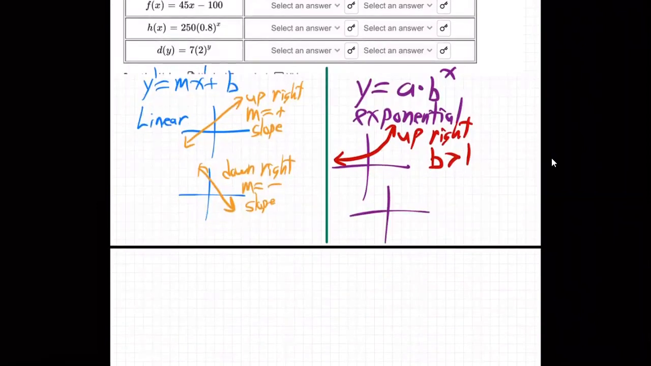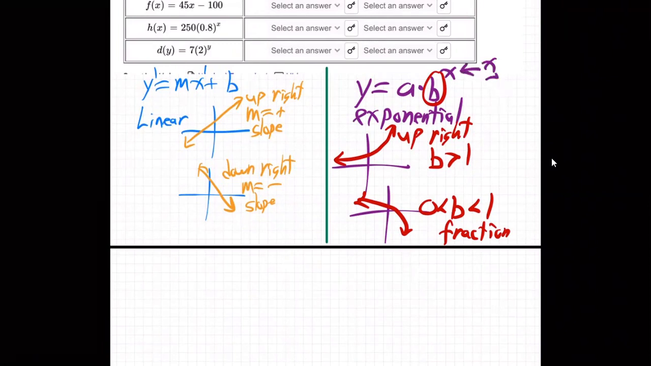And then if the graph goes down to the right, if b is less than 1, it's a fraction. It's between 0 and 1. It's a fraction between 0 and 1. So it's all about the base for exponential. Notice the difference is x is an exponent, right? That's why we call it exponential. X has climbed into the exponent.